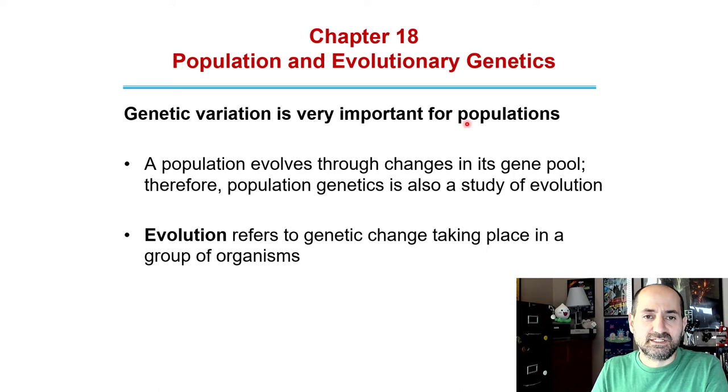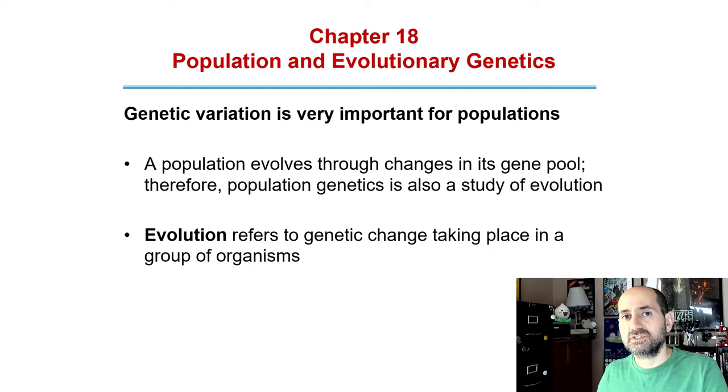So again, remember that genetic variation is vitally important for populations. And population evolves through changes in its gene pool. Therefore, population genetics is also a study of evolution. Because evolution, that is exactly what evolution is. Evolution refers to genetic change taking place in a group of organisms. You have genetic changes over time. Changes in alleles over time. This is the study of population genetics. This is the study of evolution.